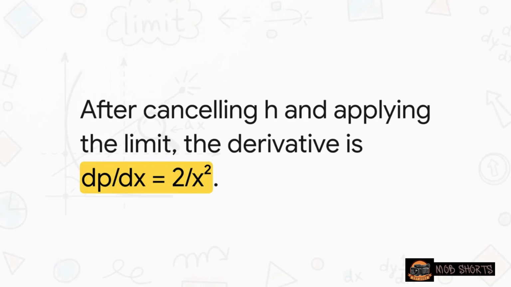And once those h's cancel out, we are in the clear. Now we can apply the limit. We let that leftover h in the denominator become 0. That leaves us with 2 on top and x times x on the bottom, which of course simplifies to our final answer, 2 over x squared. We have conquered the fraction.